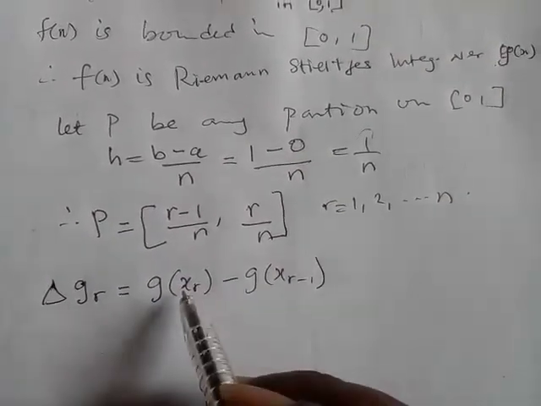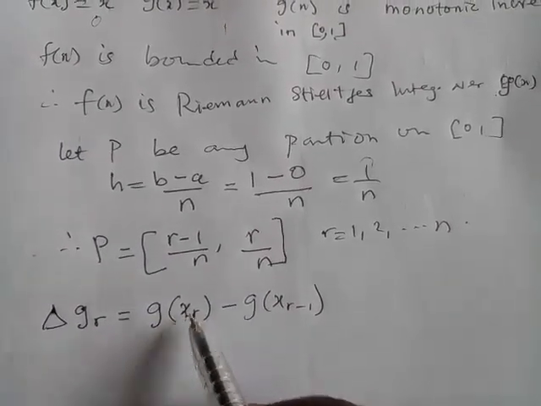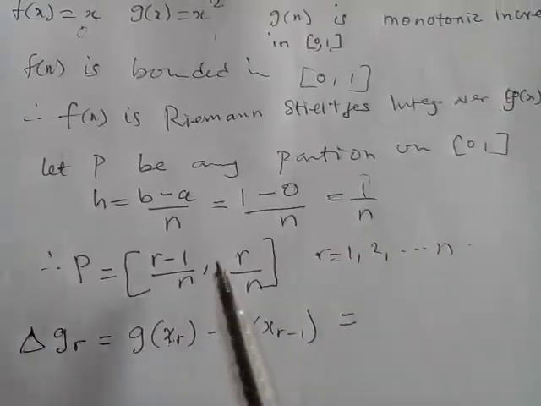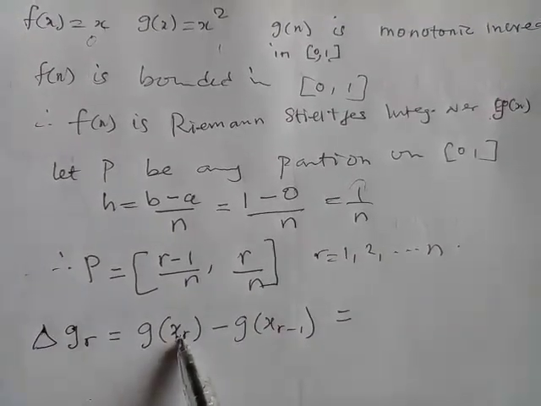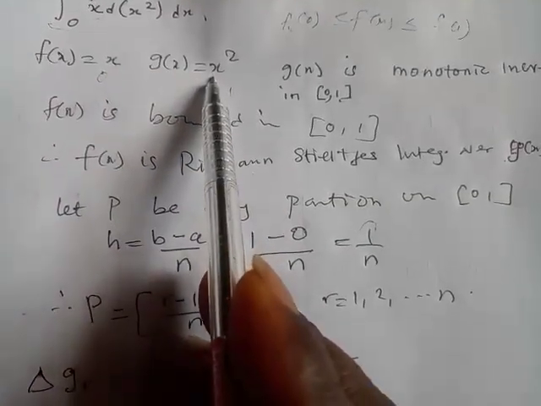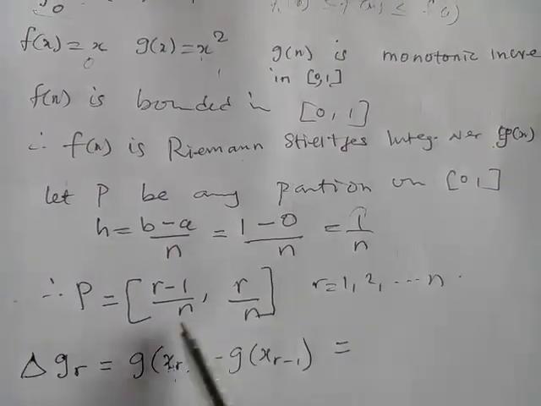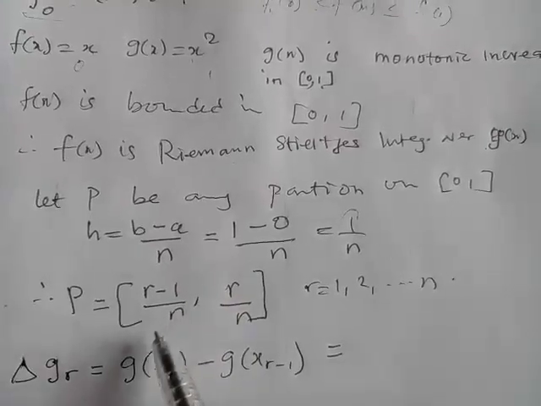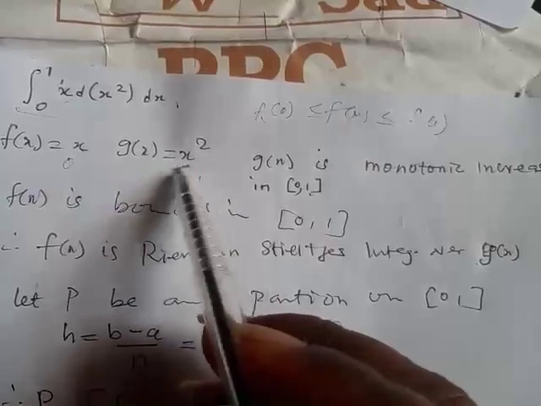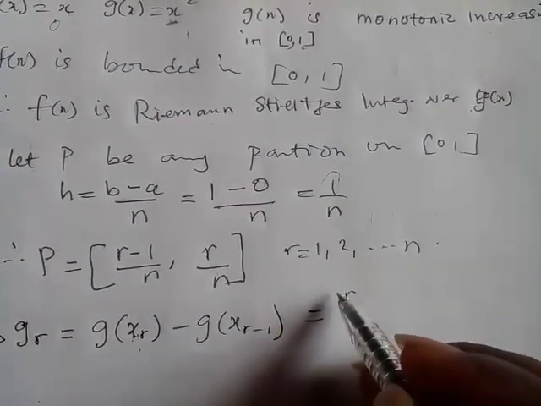Now, what is Δg of r? Anywhere I see s in this g, I should put the supremum. You know, s_r is the highest. This is s_r, and this is s_(r minus 1). So in this place, this thing will just be r over n. That is our s, all squared, because there is a square there.